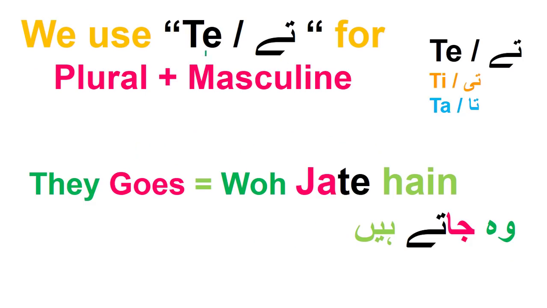Let's see how to use te. Here we use te for plural plus masculine. Here you need to focus on the point: masculine. We use te for plural but only for masculine, not for feminine. They go. Let's suppose they are masculine. So they go, they is also plural. वो जाते हैं. ja plus te, वो जाते हैं.